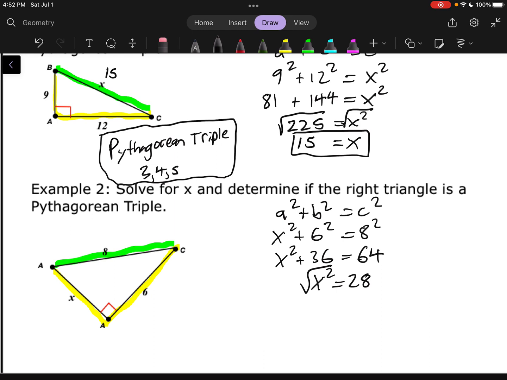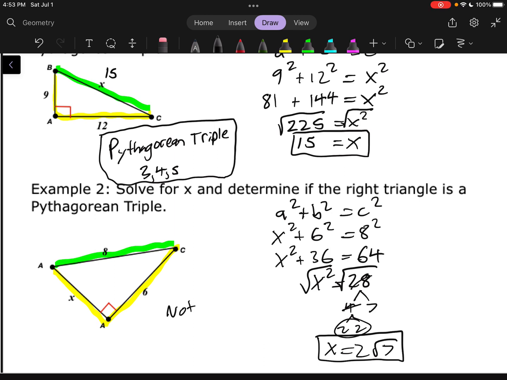We take the square root of both sides. 28 is not a perfect square. So I'm going to have to simplify this. And how could I do that? I could do a 4 times 7. 4 gives me a pair of 2's. So the 2 comes outside, the 7 stays inside. So x is 2 square root 7. And since that's not a whole number, this is not a Pythagorean triple.